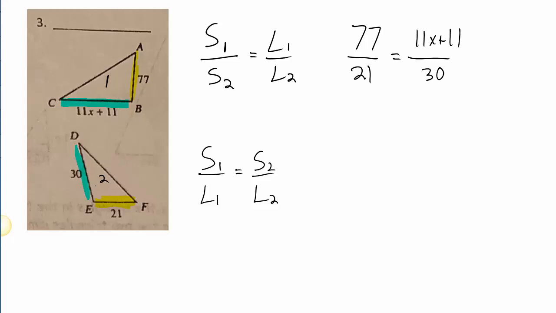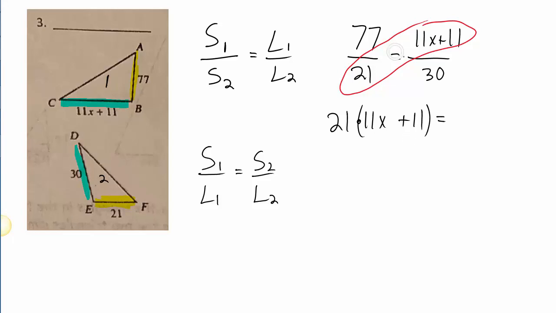But what you have to do is multiply the 21 times the 11x plus 11. Be careful, don't just do 21 times the 11x. You have to do the whole denominator times this whole numerator. And then the other cross product would be the 77 times this 30. And just make sure you distribute this. Distributive property.